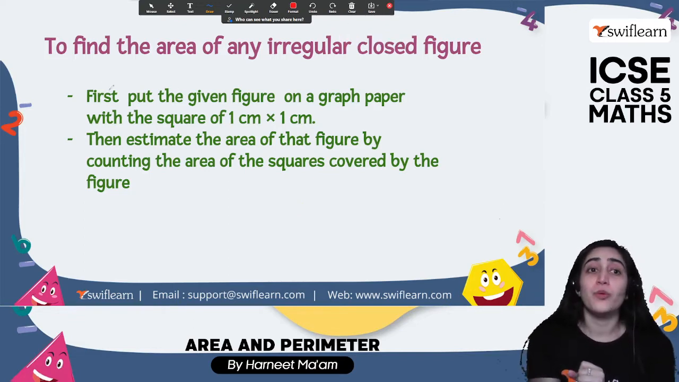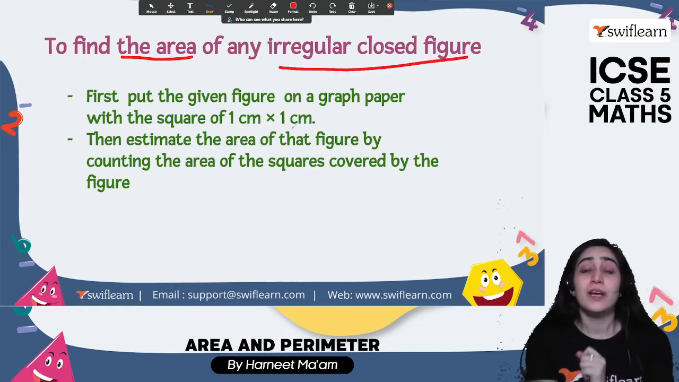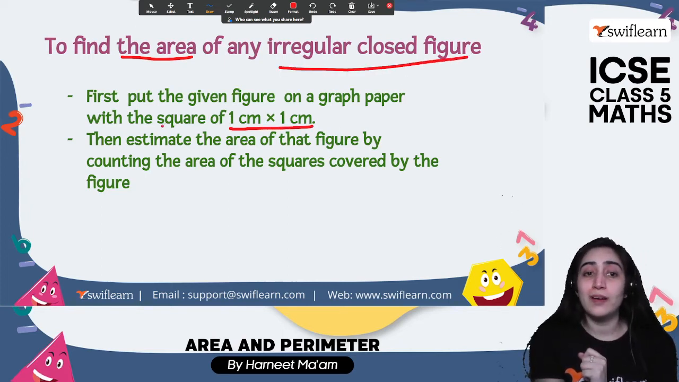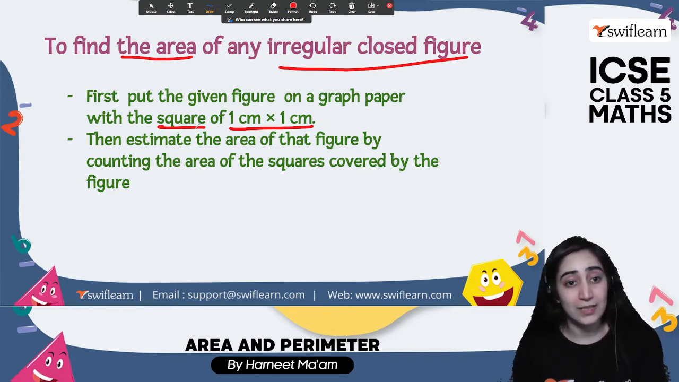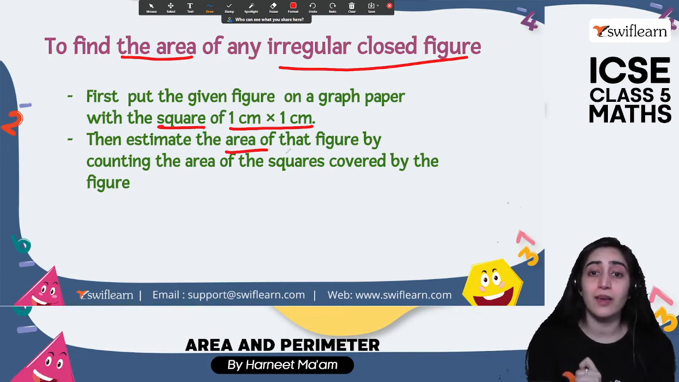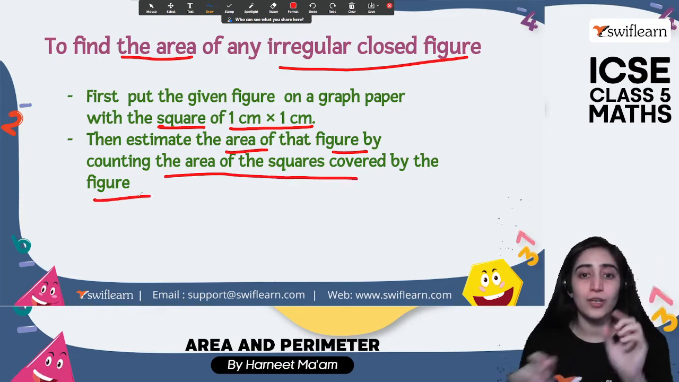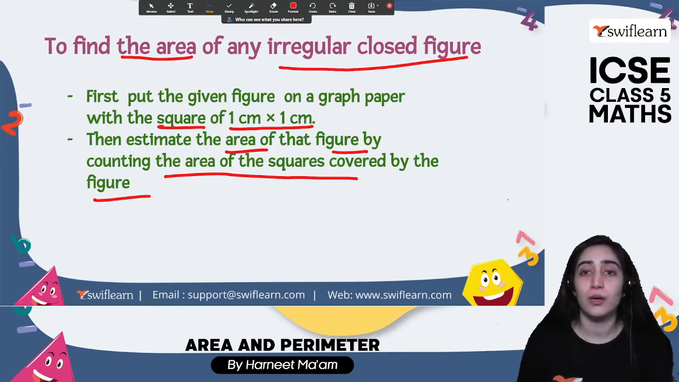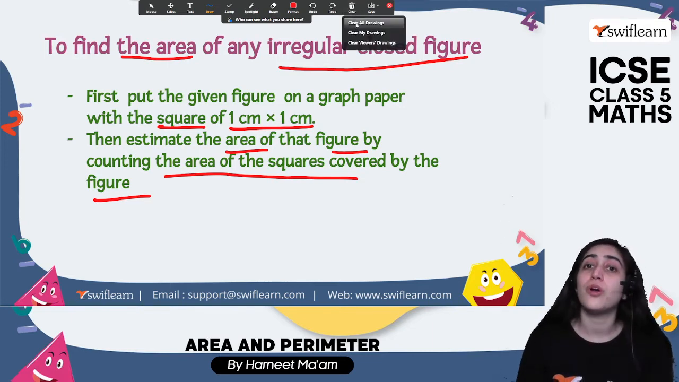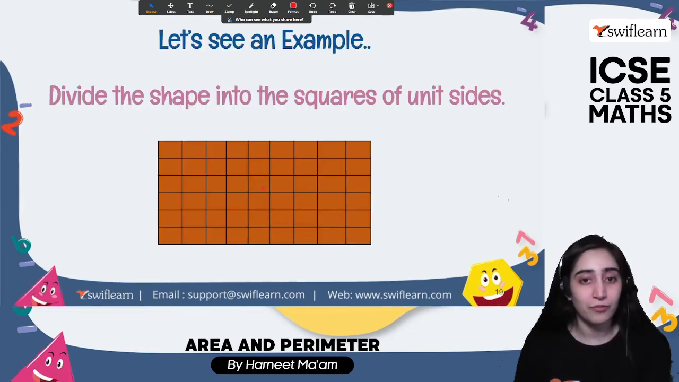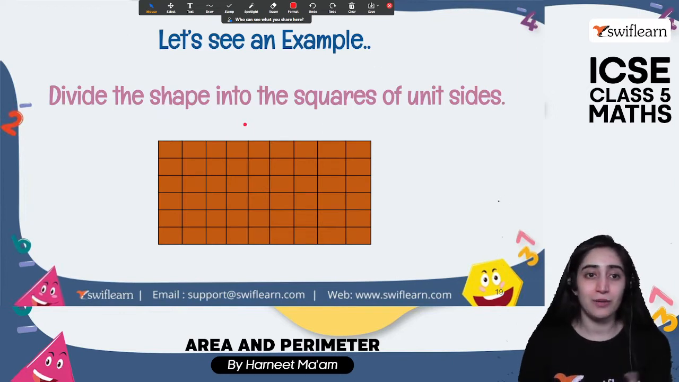All right. So whenever you need to find the area of an irregular shape, take a graph of squares of 1 centimeter by 1 centimeter. Then estimate the area of the figure by counting the squares covered by the figure. In that figure, you need to count how much we are covering, so you need to draw that picture on a graph. Let's take an example.